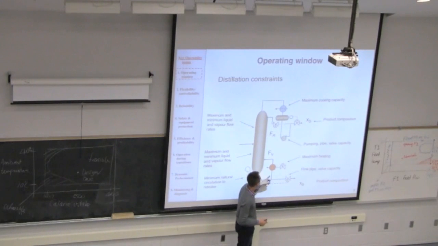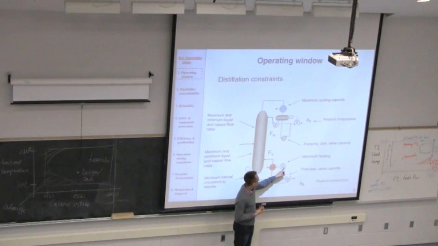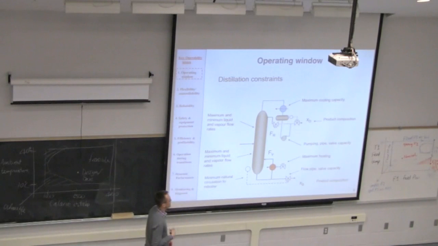Basically, I'm not sending any vapor back up. That's clearly going to be infeasible operation. So then turn up the flow rate of the heater to some low value, and then keep ramping it up, up, up, and see what happens to the column's operation. Can you still achieve steady state?